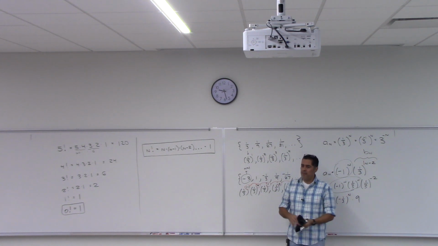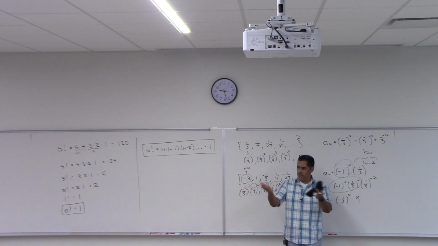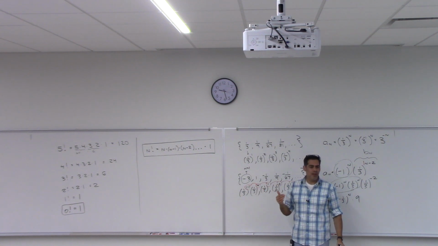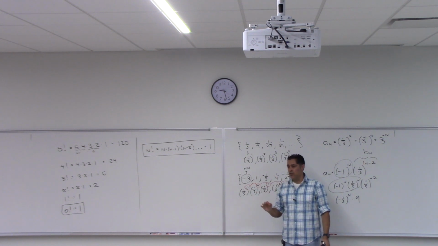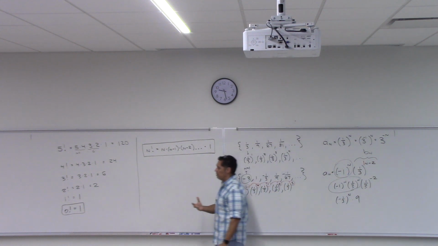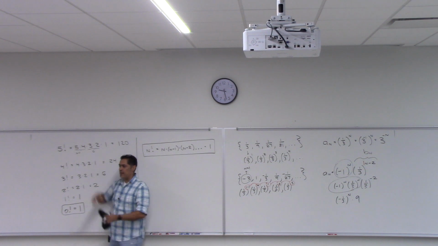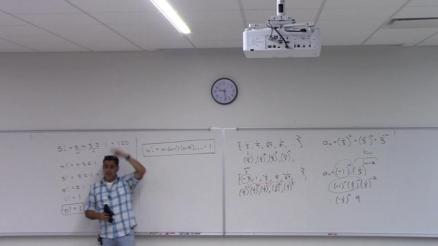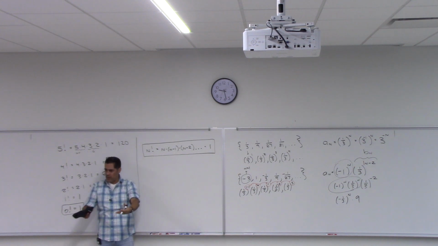Now, n factorial is defined, at least for most of you who've seen it, only for non-negative integers. In other words, in order to talk about factorial, you can only do 0 factorial, 1, 2, 3, 4, 5, 6, 7, 8, 9, 10, 11, 12, 13, 14, right? You can only have non-negative integers, and then you can do a factorial.